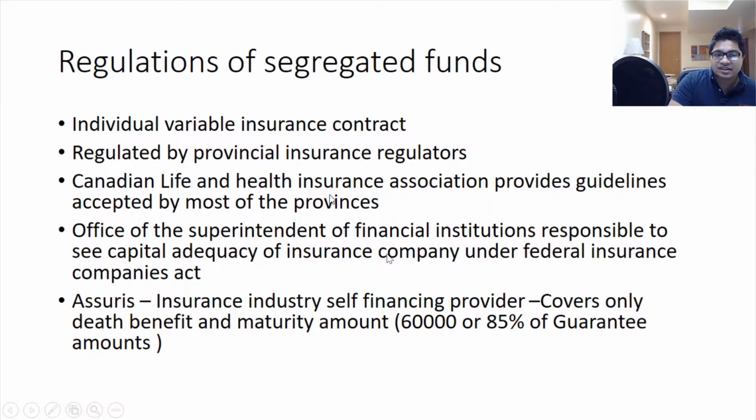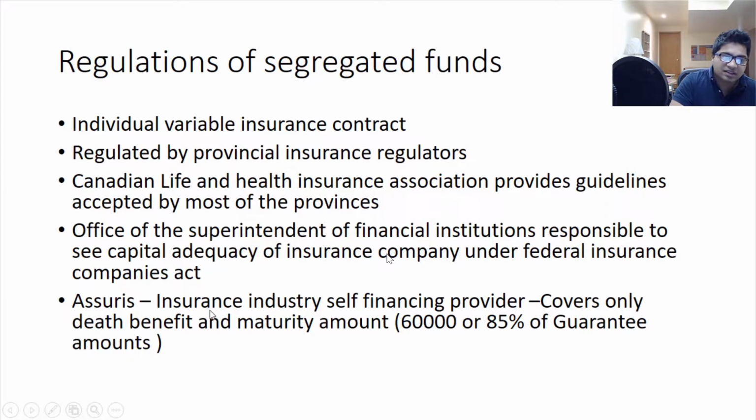The Canadian Life and Health Insurance Association provides guidelines which are accepted by most of the provinces. So this is an SRO. In the case of mutual funds, it is the MFDA, Mutual Fund Dealers Association. In terms of segregated funds, it is the Canadian Life and Health Insurance Association. The Office of the Superintendent of Financial Institutions is responsible for checking the capital adequacy of insurance companies under the Federal Insurance Companies Act. Then there is ASSURIS.